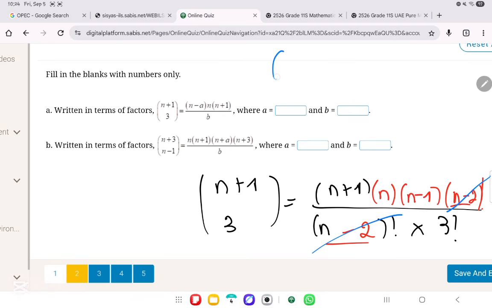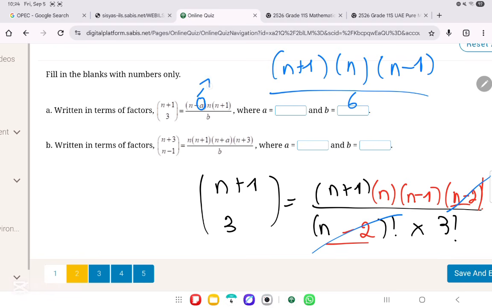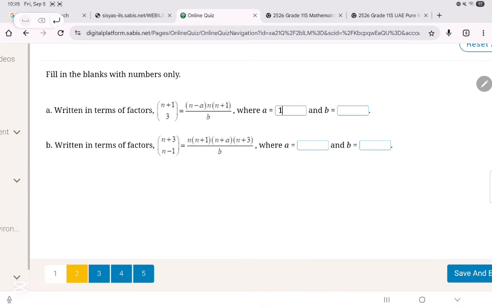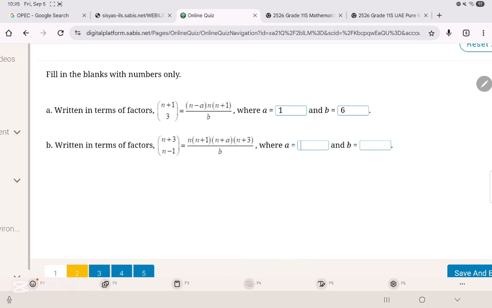And the final answer is n plus 1 times n minus 1 over 3 factorial, which is 6. So the value of a in this case is 1, and the value of b in this case is 6. So 1 and 6. Let's move on to part b. What did they say? It's n plus 3 combination n minus 1. So n plus 3, n minus 1.